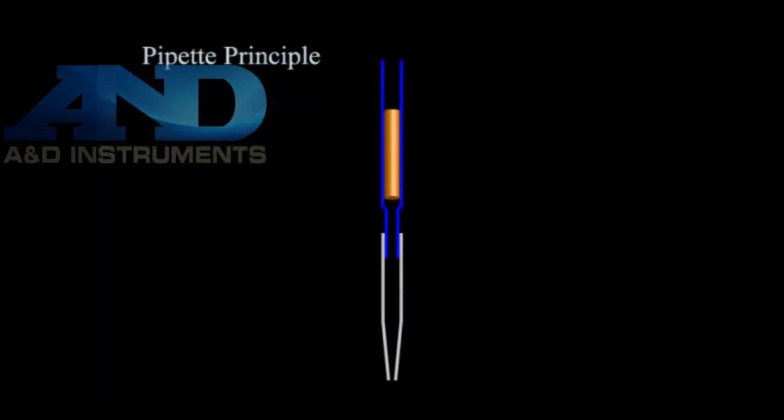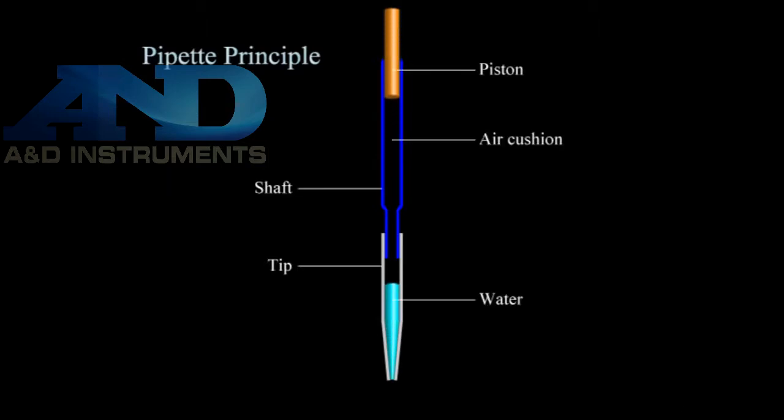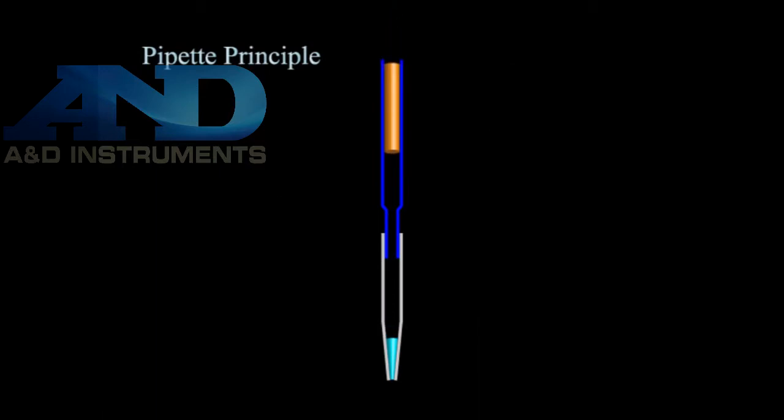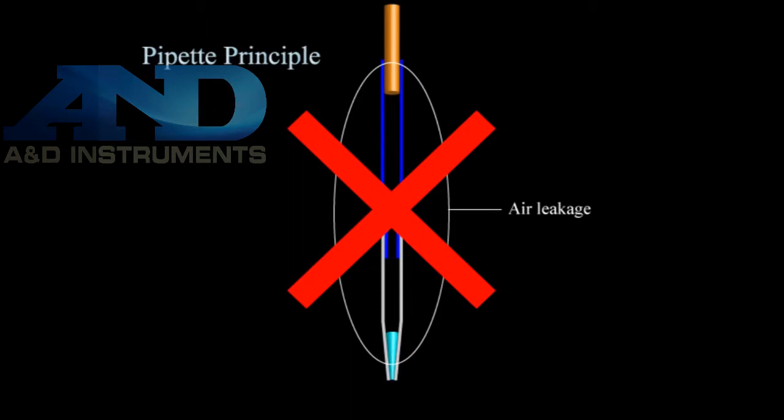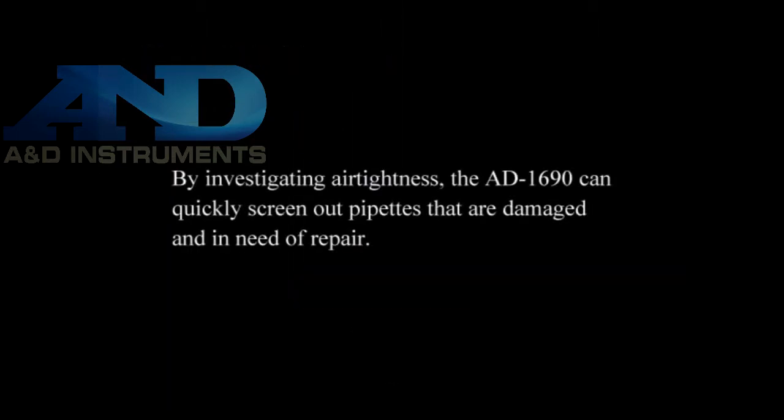The majority of pipettes aspirate and dispense liquid by moving an internal piston up and down, typically with a cushion of air between the piston and the liquid. Most pipette failures happen when components are damaged over time and compromise the air tightness of the pipettes. By investigating air tightness, the AD1690 can quickly screen out pipettes that are damaged and in need of repair.